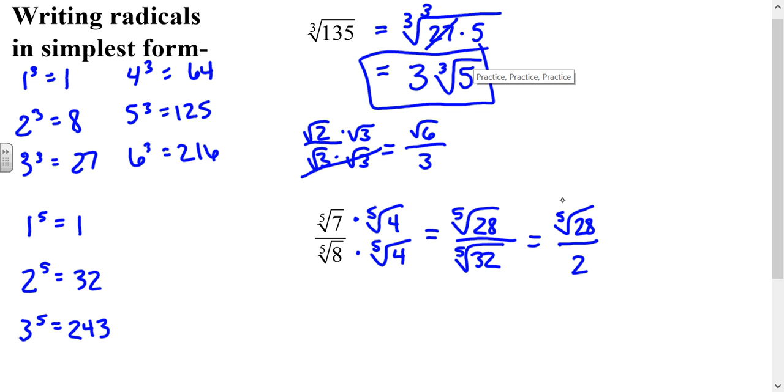Now, as long as this is completely simplified, then that would be my answer. Since I cannot divide 28 by any of these numbers over here, my answer is completely simplified. So this would be the answer.